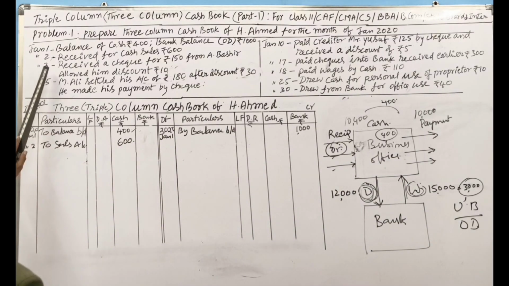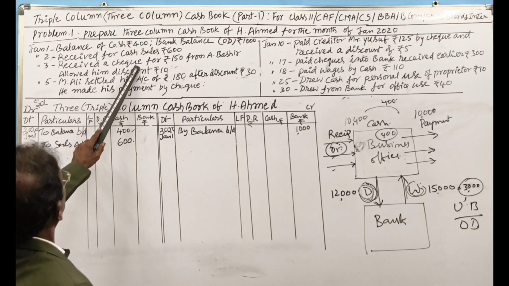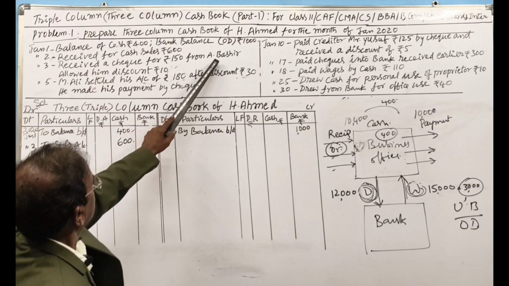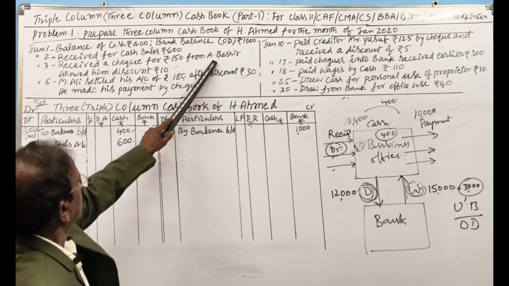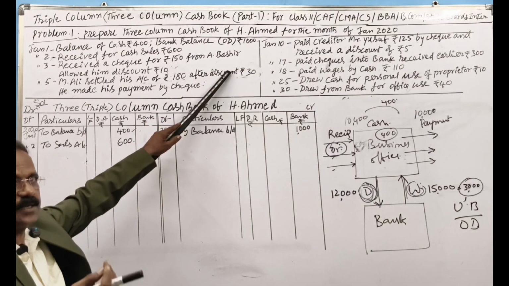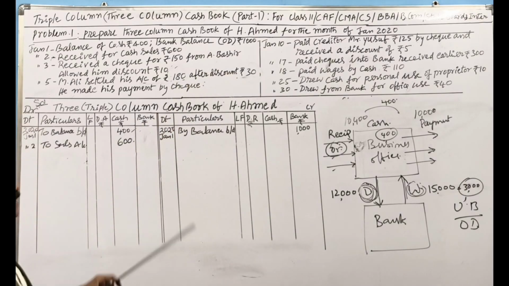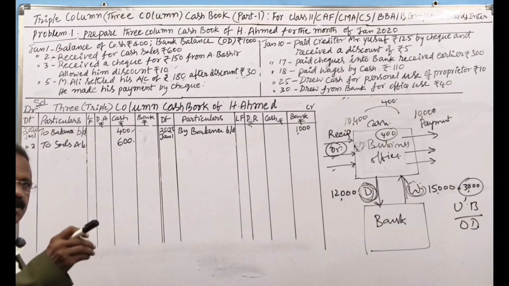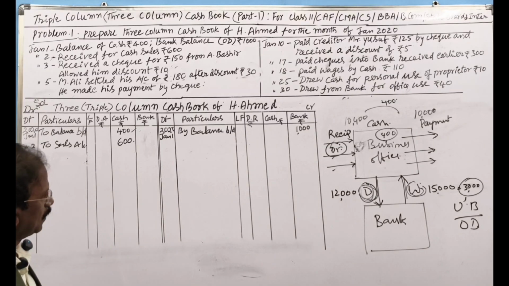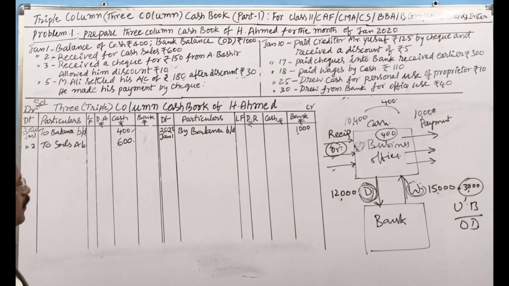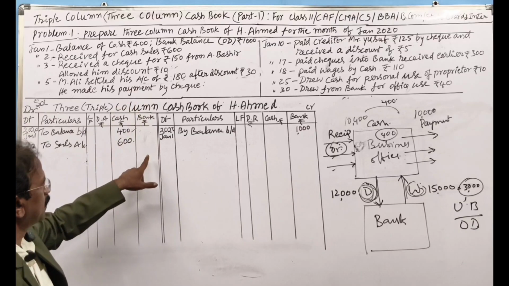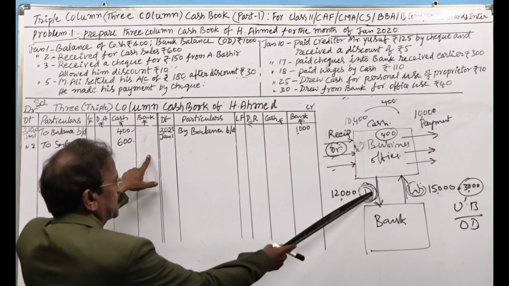Okay, let us take third transaction, third date. Received a check for rupees 150 from A. Bashir. A. Bashir is giving a check because he has to pay money to us. He doesn't have cash, but he has some bank balance. That's why he is giving us a check. And we receive the check and we deposit the same check into the bank. It is treated as a deposit.